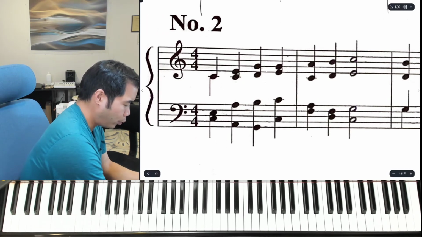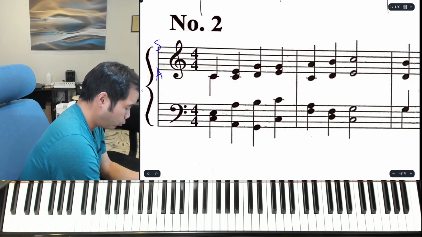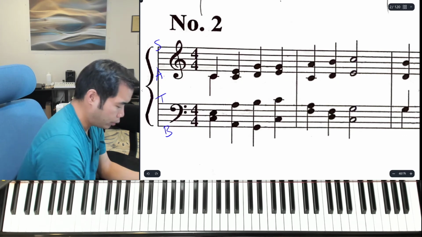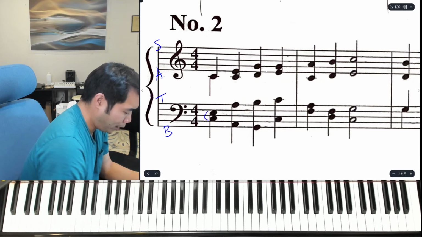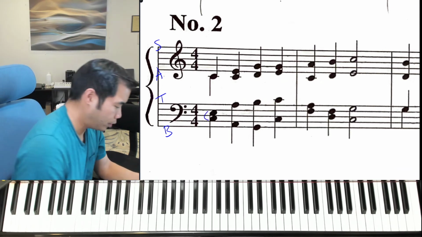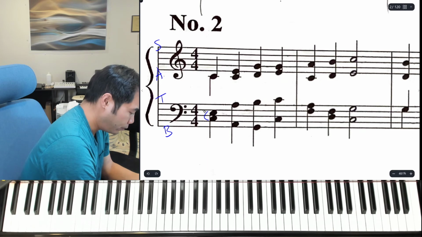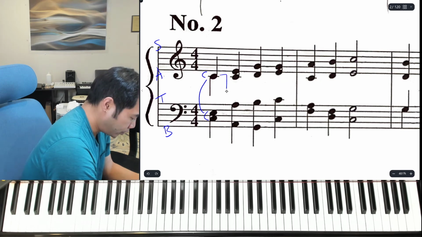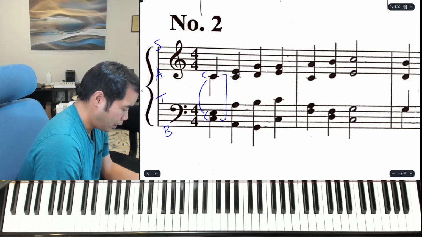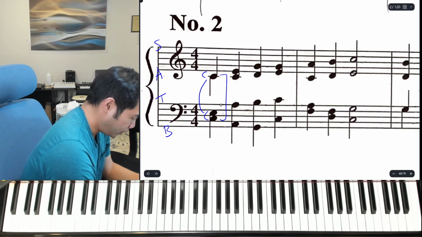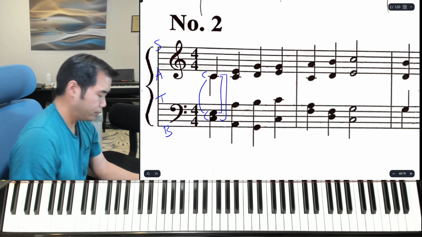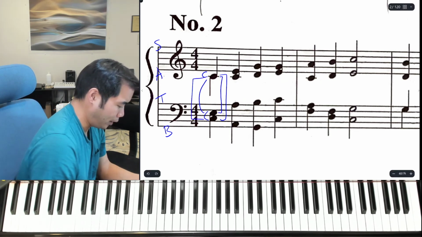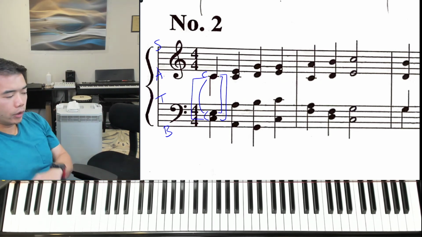So with voices, remember, we have soprano, alto, tenor, and bass. So we need to check the bass and the tenor together. We're going to have to check the tenor and the alto. We're going to have to check the alto and the soprano. We're also going to have to check the soprano and the bass. And we're also going to have to check the tenor and soprano, and also the alto and the bass. So those are the checkpoints.